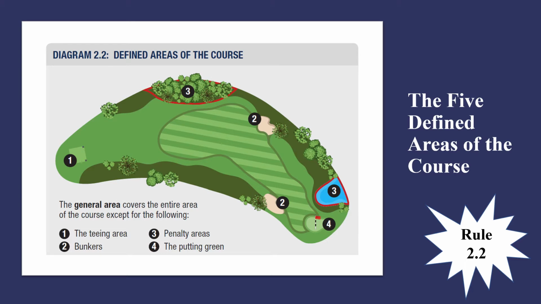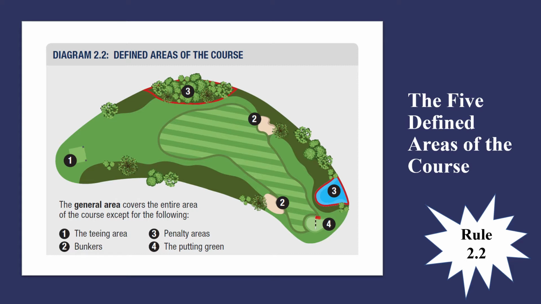In order to apply the rules of golf, you must first determine which area of the golf course the golf ball lies in. There are 5 areas of the golf course where the golf ball could possibly be. Number 1, the teeing area. Number 2, a bunker. Number 3, a penalty area. Number 4, the putting green. And all other areas are considered the general area.